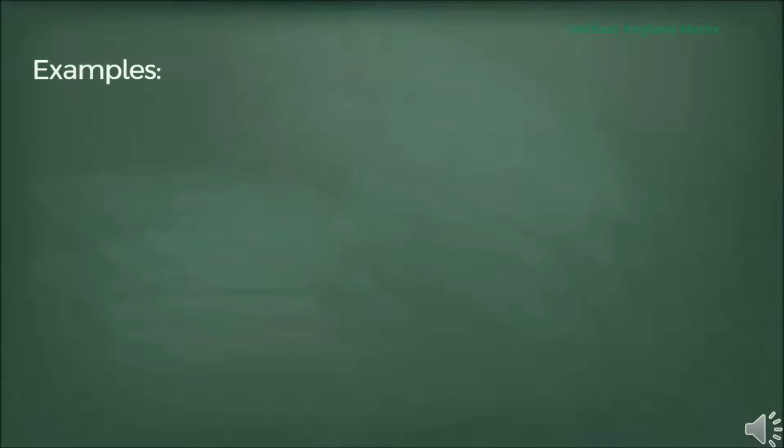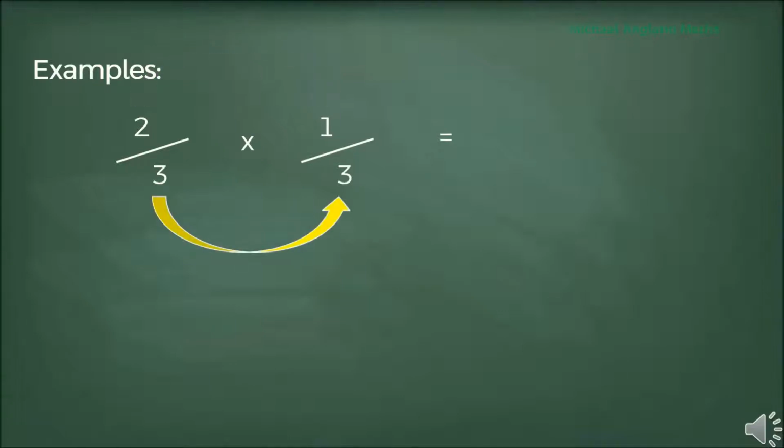A second example, 2/3 times 1/3. Well, once again, multiply the numerators. 2 times 1 is 2. Multiply the denominators. 3 times 3 is 9. So we get 2 over 9.